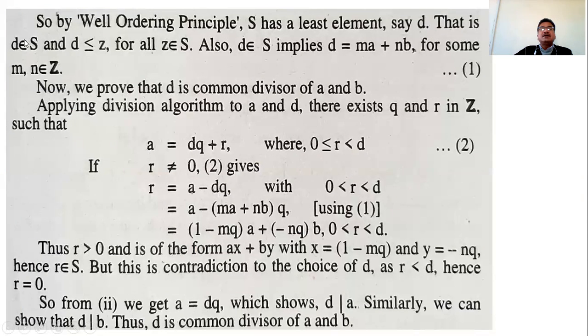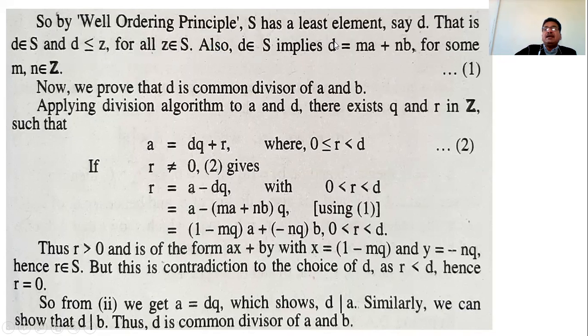That is, D is the least element, means D is an element of S, and D is less than or equal to Z for all Z belongs to S. That is, D is the smallest element in S. That is, all the remaining elements of S are either greater than or equal to D. Because D is the least element, therefore D is less than or equal to Z. Here use any notation, Z or W, for all Z belongs to S. That is, D is the least element in the set S, the smallest element of S.